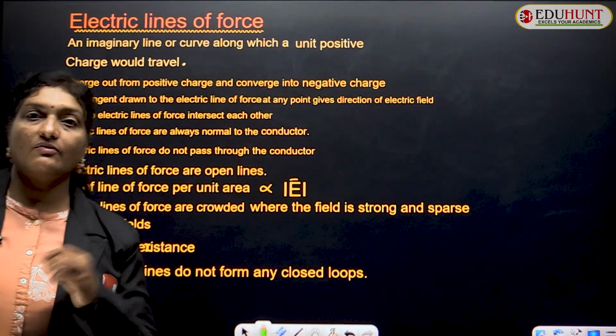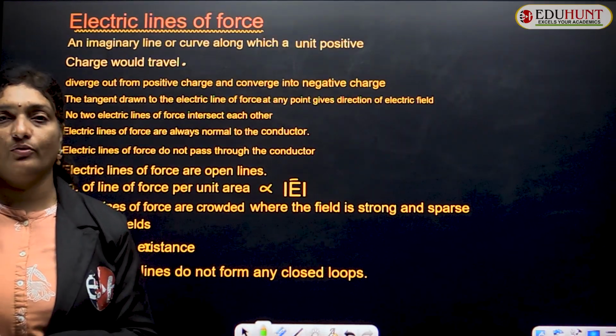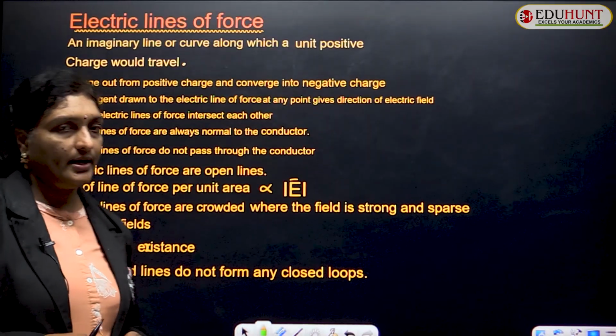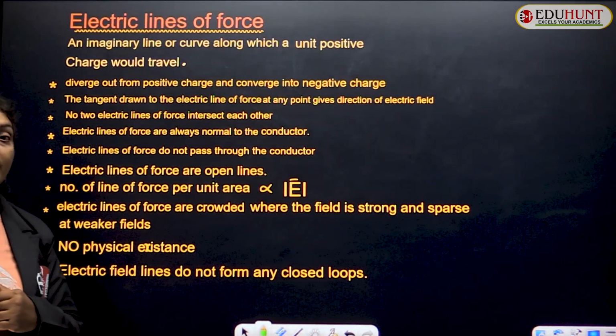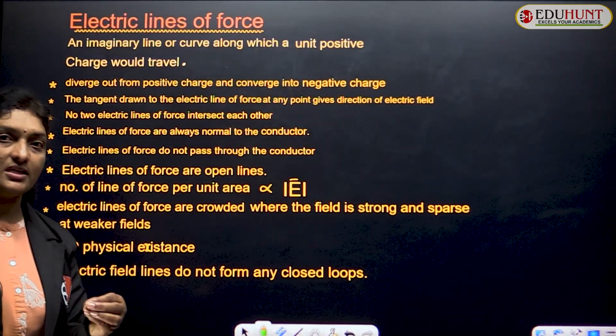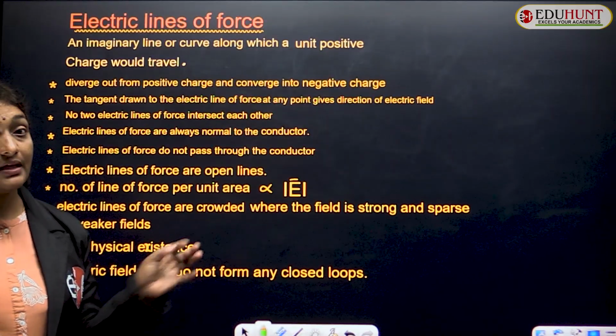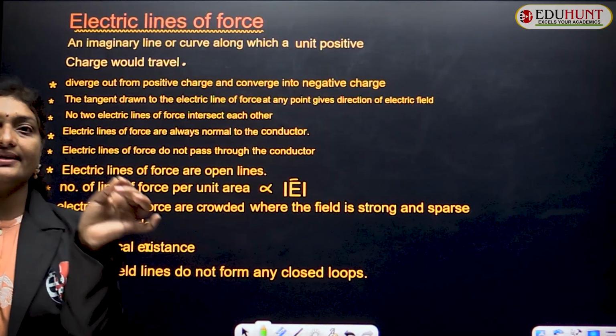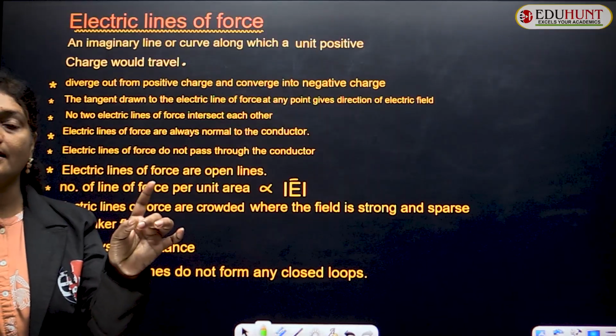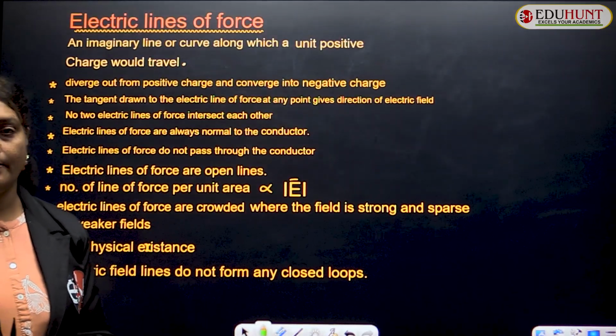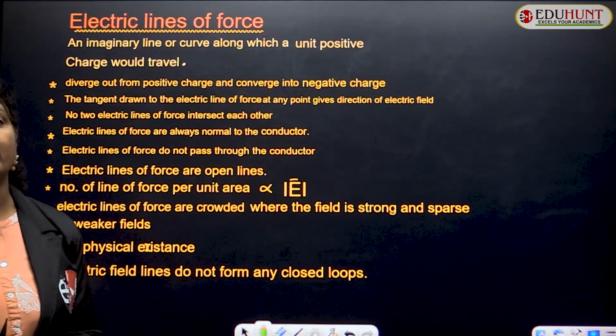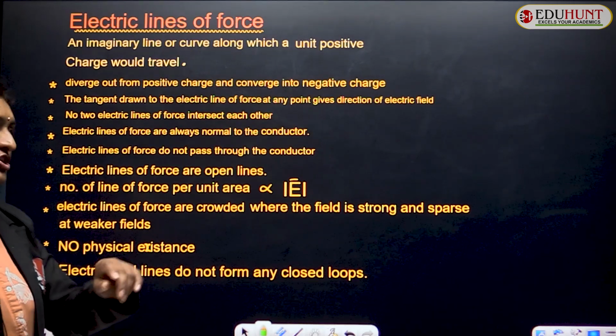Then imagine in which direction the positive charge would move. So, they will never intersect. They diverge from the positive charge and converge into the negative charge. The tangent drawn to any electric line of force indicates the electric field at that point, and no two electric field lines intersect each other.